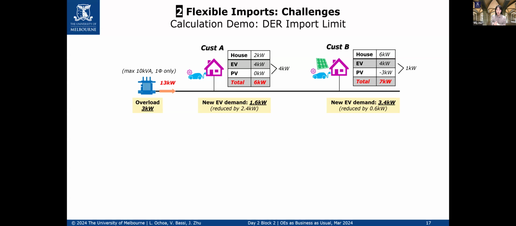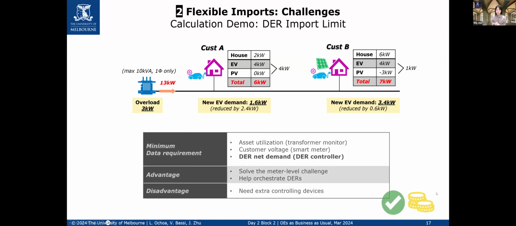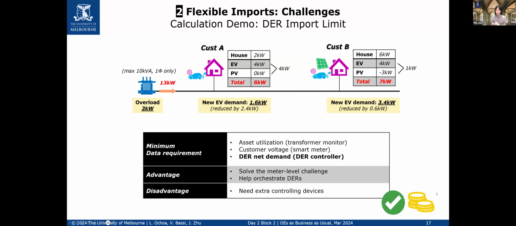Moving on. So at this stage, we do not need the meter level measurement. However, we need to know how much the DER demand is. It can be aggregated from separate measurements, or you could have a central controller, which is measuring the total net demand of the DER. We call it a DER controller or DER hub. And of course, since it's an extra device, we need extra investment in this case.